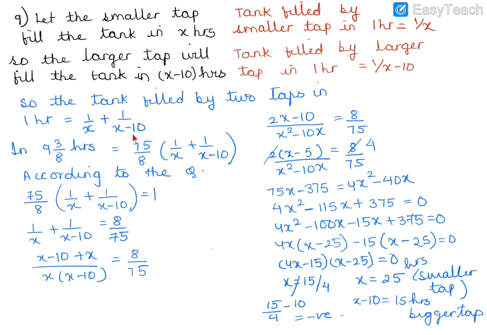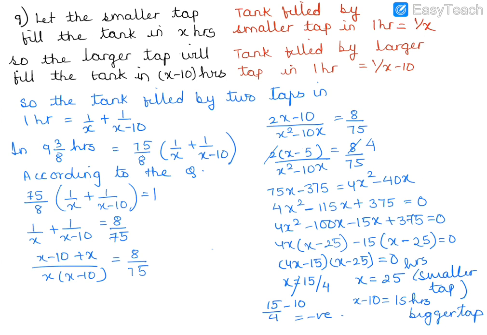तो अगर 1 आवर में इतना टैंक भरते हैं तो 9 3 by 8 आवर्स में कितना टैंक भरेंगे, मल्टीप्लाई हो जाएगा. ये अगर 1 से मल्टीप्लाई हो रहा था तो ये 75/8 से मल्टीप्लाई होगा. It says according to the question that in 9 3 by 8 hours it fills up the tank completely. ठीक है, तो is equal to 1. You cross multiply this and you are going to get a quadratic equation like this. You take out a 2 common जब इसको cross multiply करोगे and you will get a quadratic equation.